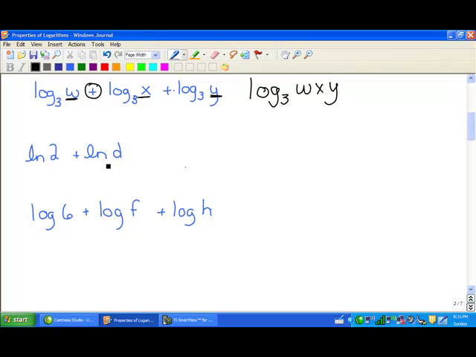Or if we use the natural log of 2 plus the natural log of d, if we're contracting that back to a single logarithm, we have the natural logarithm of 2 times d. The plus in between, or taking the sum of those two logs, means that if we're contracting, we used to have a product. Now, one more time, if we have log of 6 plus log of f plus log of h, to contract back to a single log, we'll have the log of 6 times f times h.